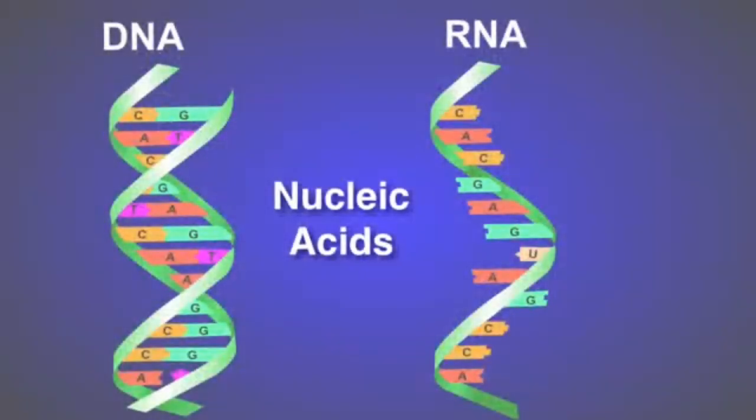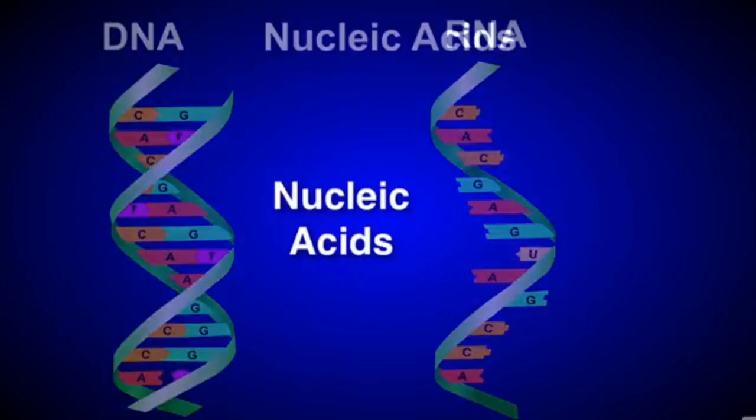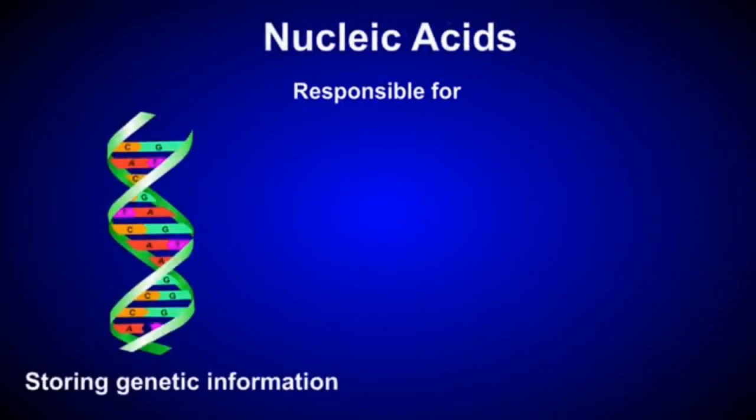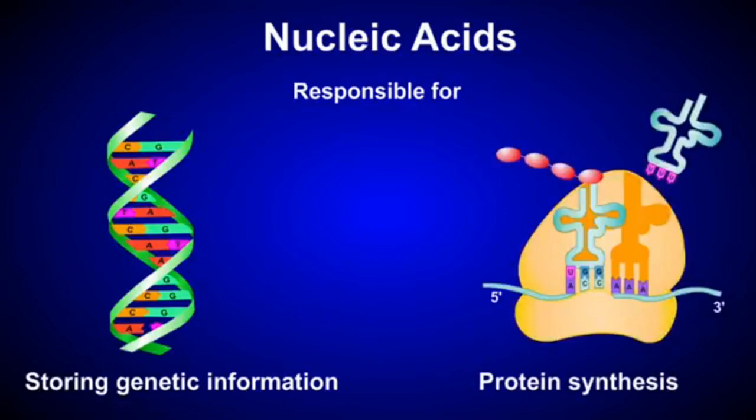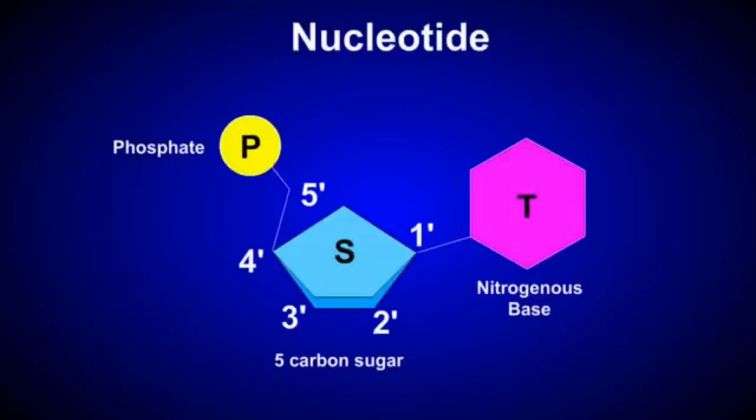Nucleic acids are a class of biomolecules that are found in all living organisms and are responsible for the storage of genetic information. They are also responsible for protein synthesis. Nucleic acids are made up of monomers called nucleotides. Nucleotides are made up of 3 components: a 5-carbon sugar, such as ribose, a phosphate functional group, and a nitrogenous base. The 5-carbon sugar present in DNA is deoxyribose, and the 4 nitrogenous bases are adenine, guanine, cytosine, and thymine.